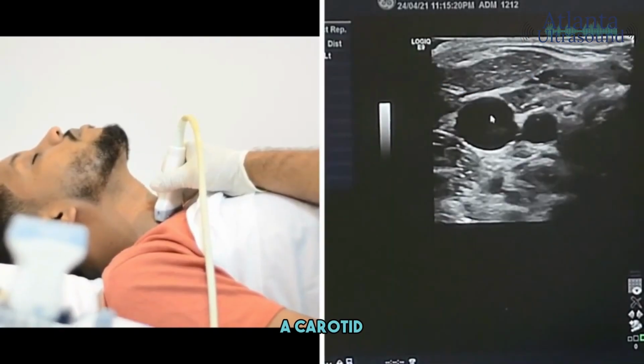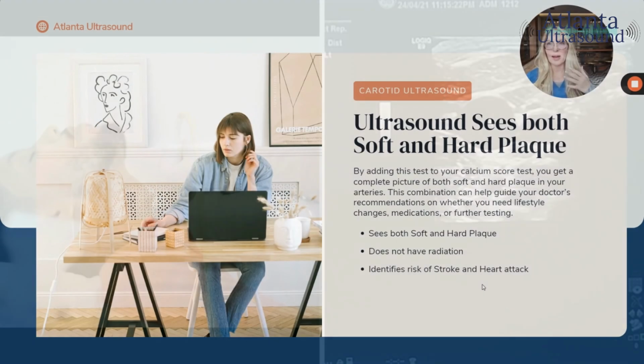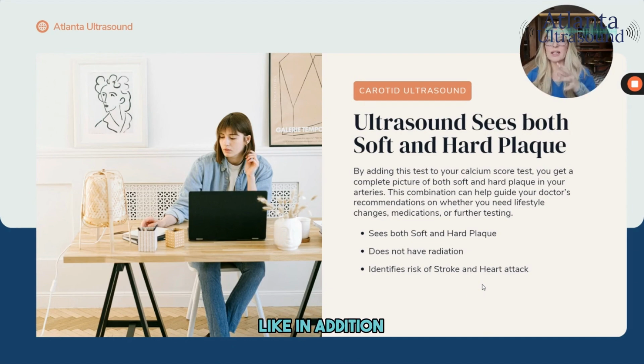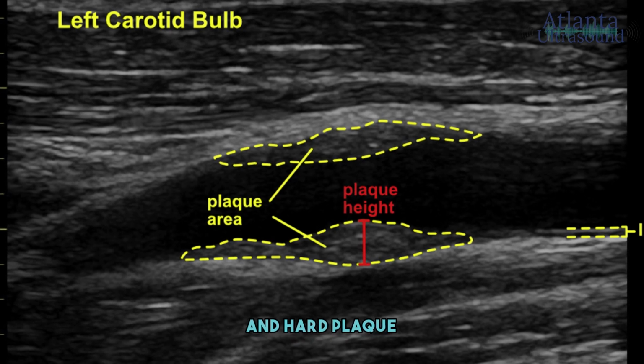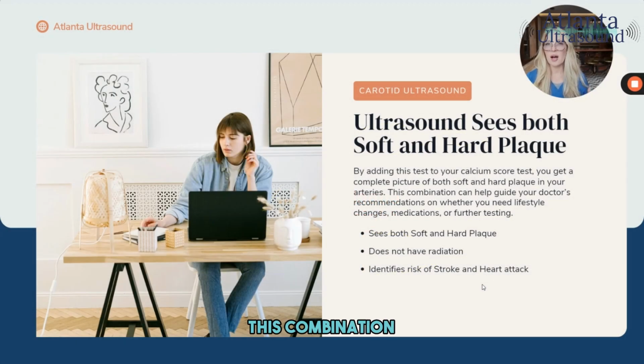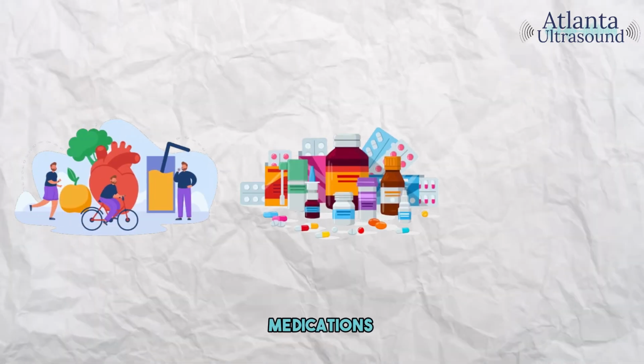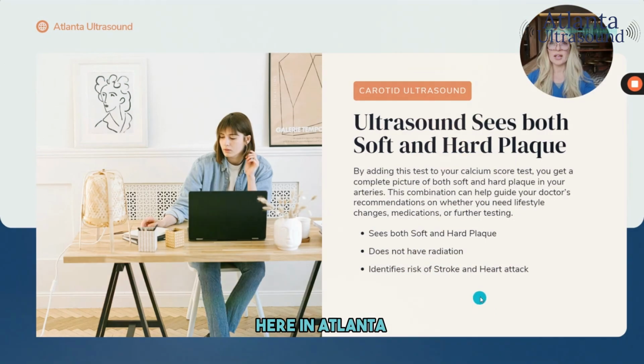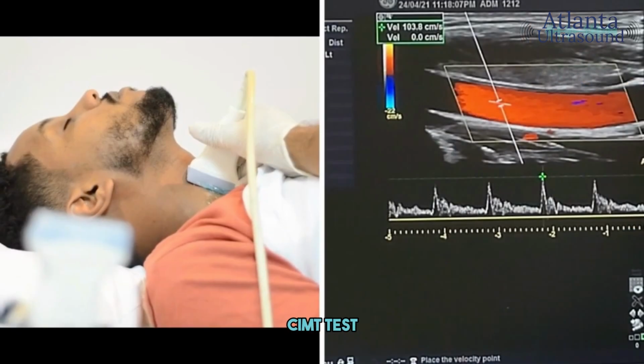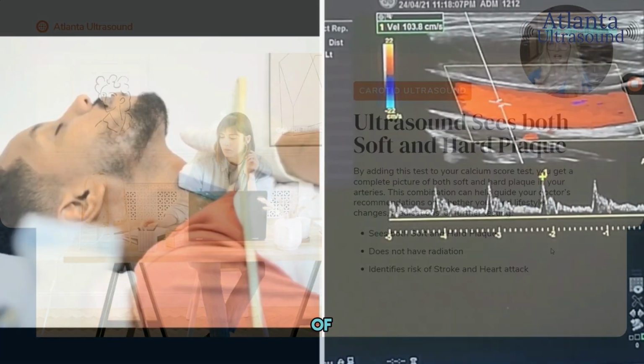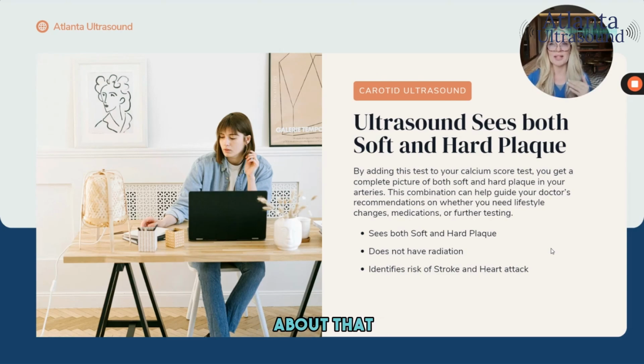So by having a carotid artery ultrasound added to your calcium score test, like in addition to, you can get a complete picture of both soft and hard plaque in your arteries. This combination of testing can help guide your doctor's recommendations on whether you need lifestyle changes, medications, or further testing. Here at Atlanta Ultrasound, we do perform a carotid ultrasound test. We also include the highly sought after CIMT test, which if you haven't heard of, I'll link to a video to learn more about that below.